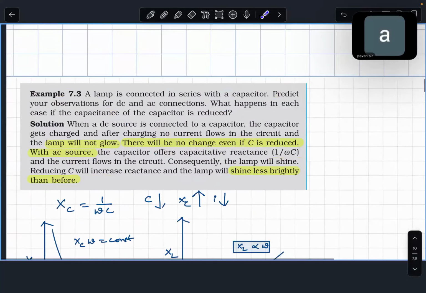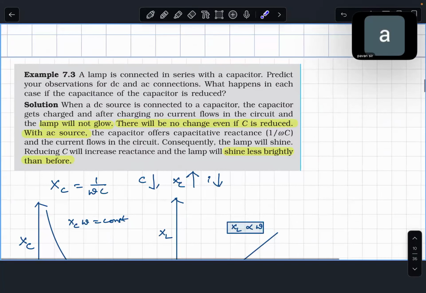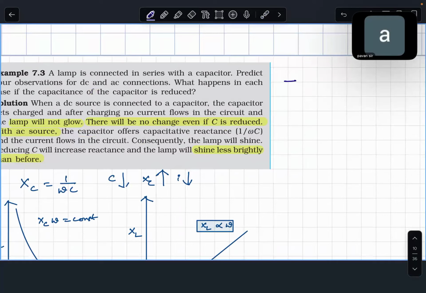One more important question. Yesterday also, I wished to discuss this. Please go through this. A lamp is connected in series with a capacitor. Predict your observations for DC and AC connections. What happens in each case if the capacitance of the capacitor is reduced? You are connecting a lamp in series with a capacitor. Good question. So if it is an RC circuit, in the place of the bulb, imagine a resistor.